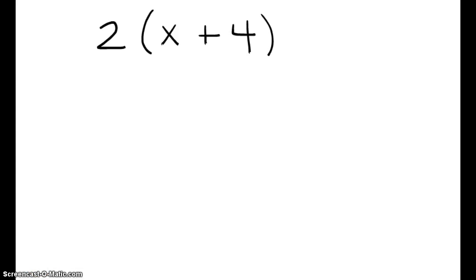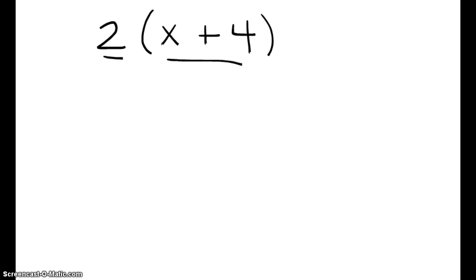Distribution. I want you to write down this expression right here. This is just an expression because we don't have equals something on the other side. So write down this expression. All right, now let's think about what this means. This means 2 times x plus 4. So when we're thinking about multiplication and creating groups, it really means 2 groups of x plus 4.